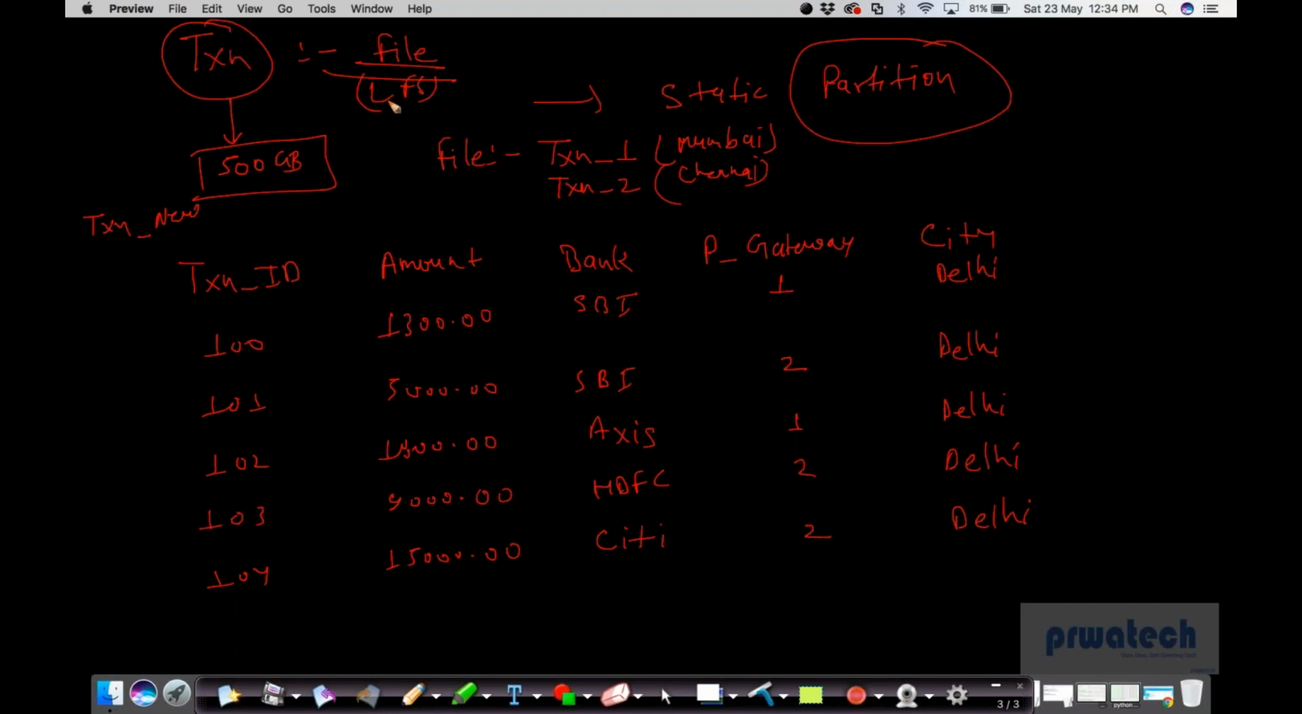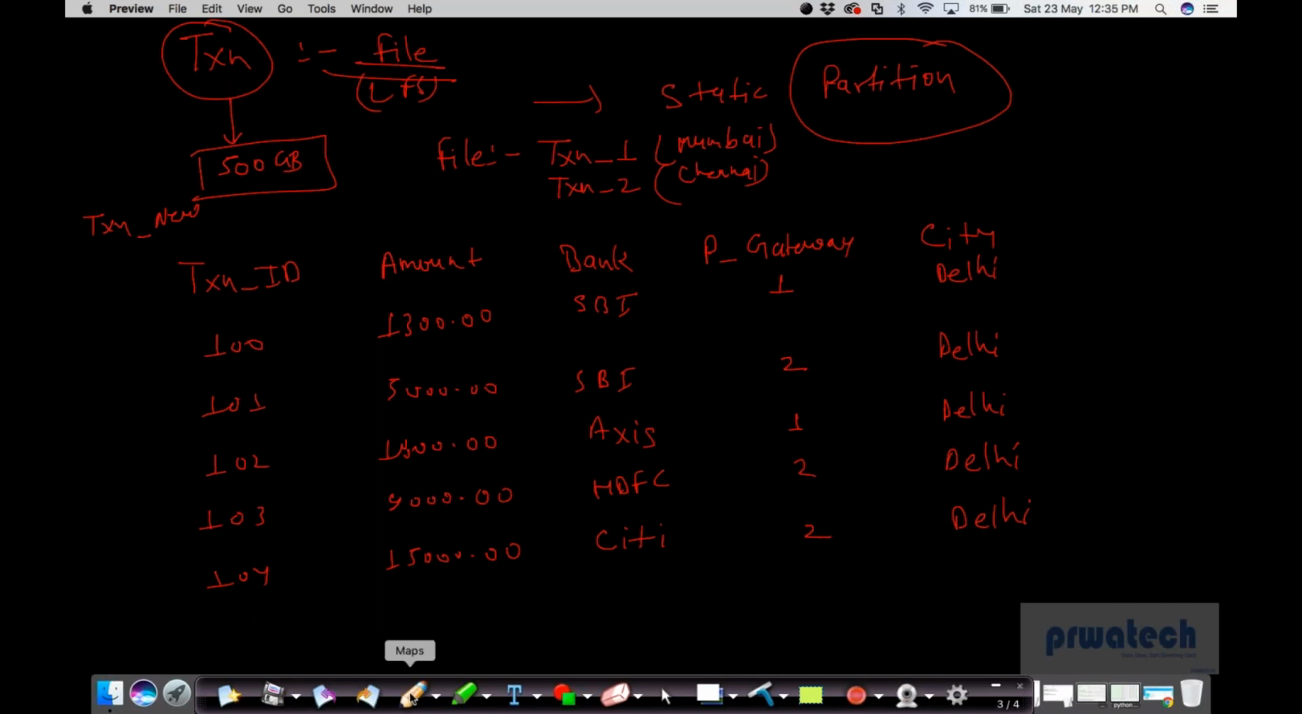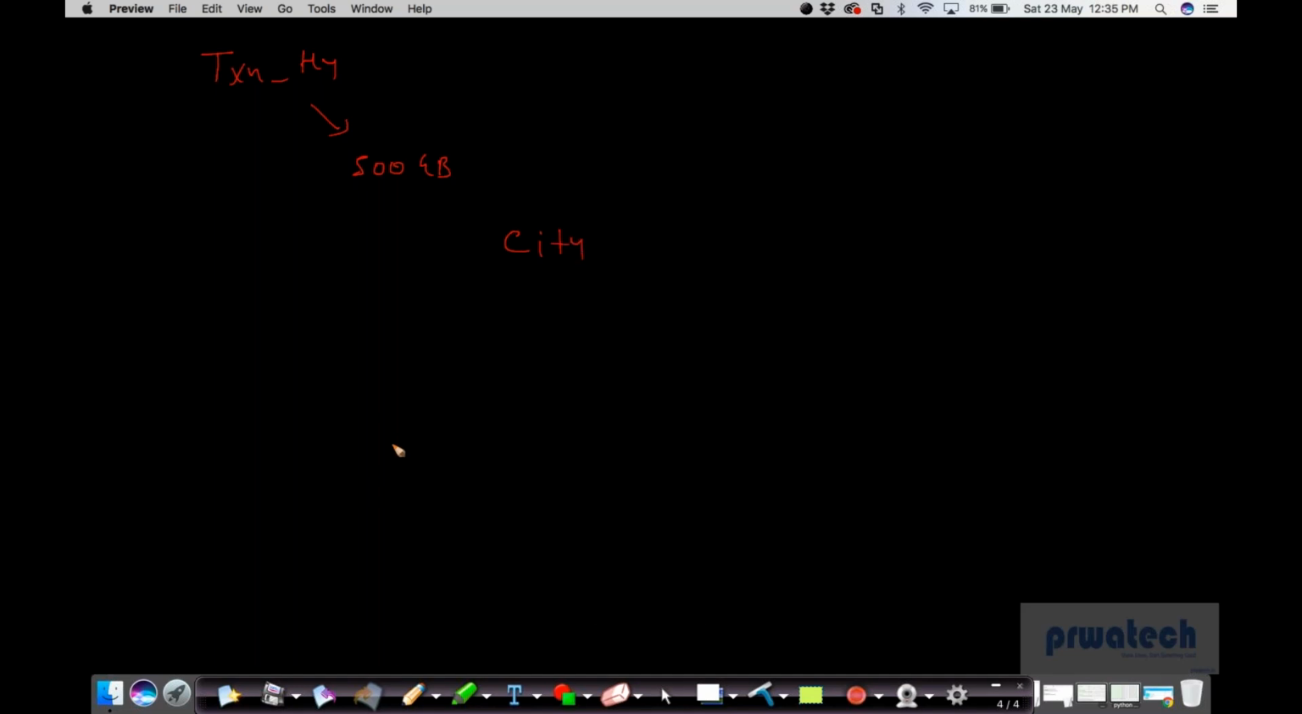My case number 1 is where I have separated my results by city: one city's result in one file, the second city's result in another file, and the third city's result in a third file. Now suppose I have the result stored in a mixed file, say hybrid txn underscore hy. This has the same 500 GB of result, and the rest of the columns are the same: txn ID, amount, bank, payment gateway. I'm focusing on the city because I want to partition on that. This has the result stored in a single file, which is from many other cities.